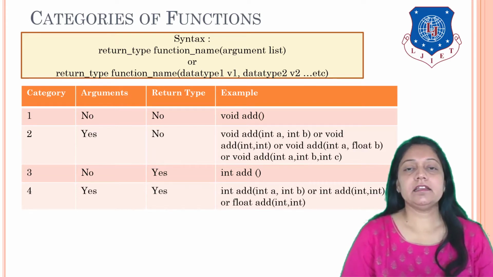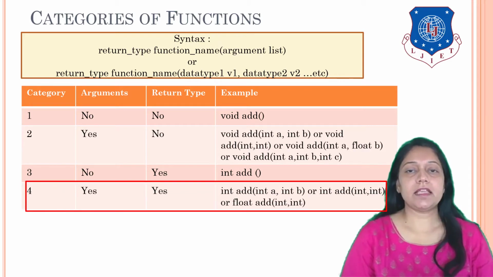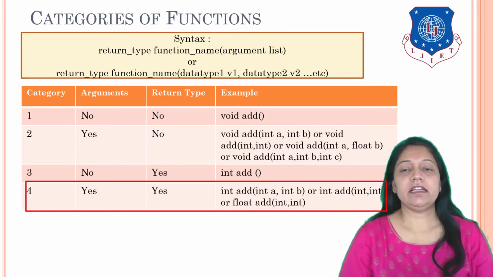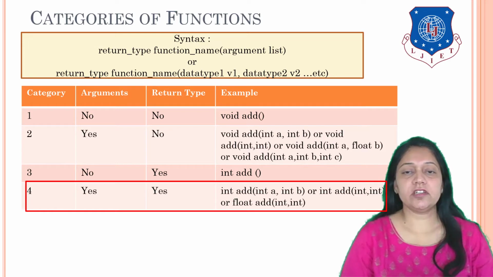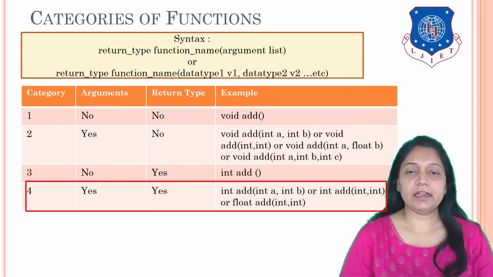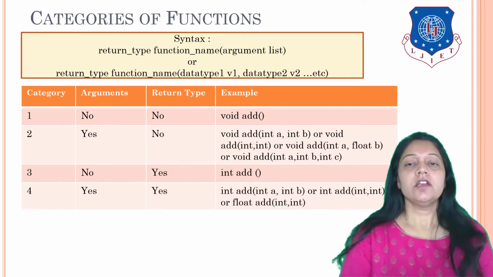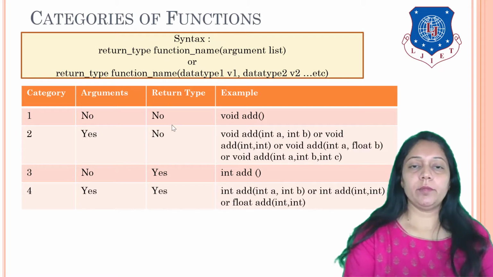And the last category is where you have a return type as well as an argument list. In that case, the declaration of the function would be integer add, integer a comma integer b. So the return type is present and the arguments are also present. Or else you can have integer add, integer, or float add, integer comma integer. It means that there are two arguments, both of them are integer and the return type is float. So you can prepare your program as per any categories of the function as per the requirement of the program.